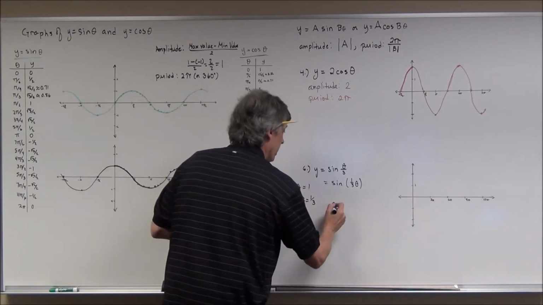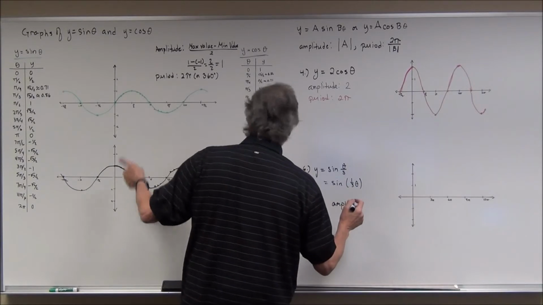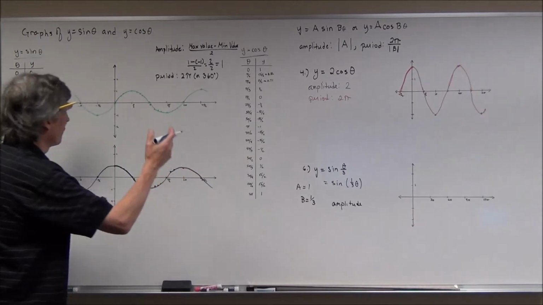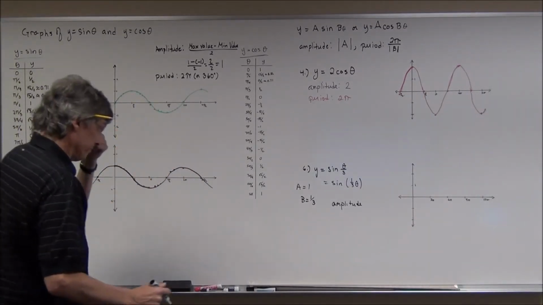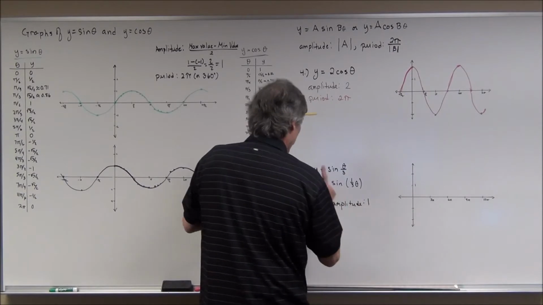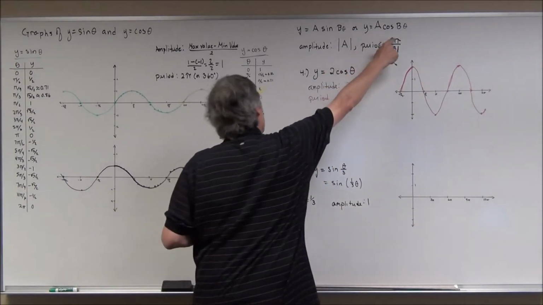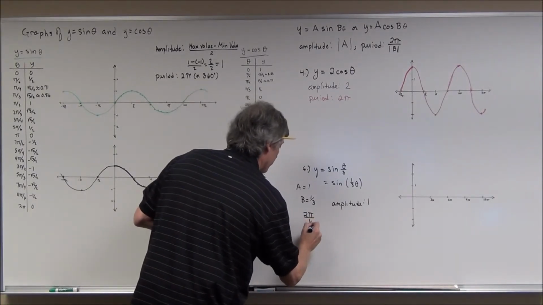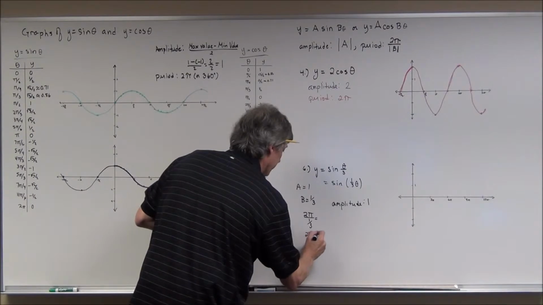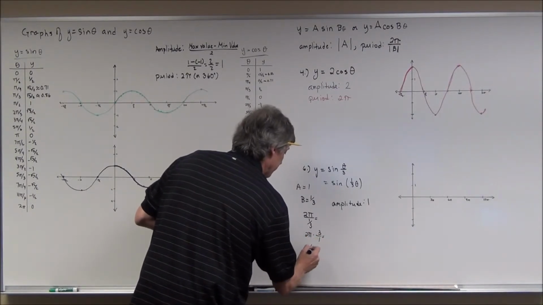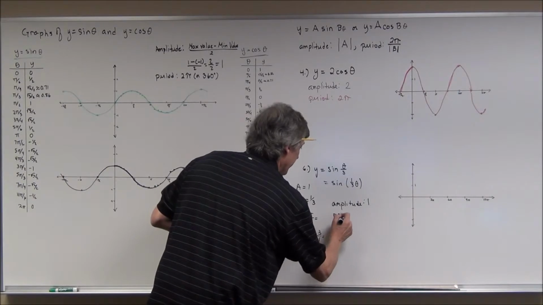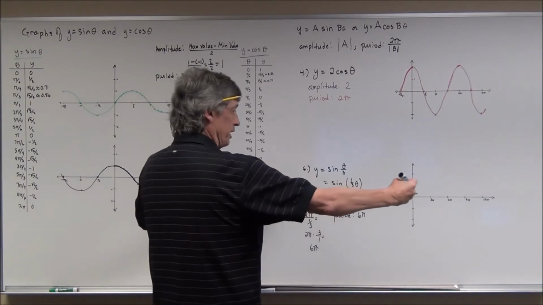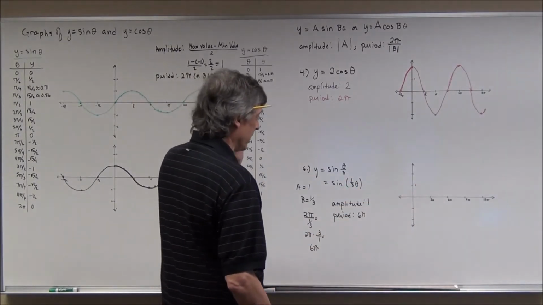So since A is 1, I know that my amplitude does not change from the parent graph over here. These are, by the way, referred to as the parent graphs for sine and for cosine. The amplitude is going to be 1, but the period has changed. You take 2 pi and divide it by the absolute value of 1/3. So 2 pi divided by 1/3 is the same as 2 pi times 3 over 1, which is 6 pi. So the period has been stretched to 6 pi, like that slinky, you're stretching it out here. So it does a complete cycle in 6 pi.